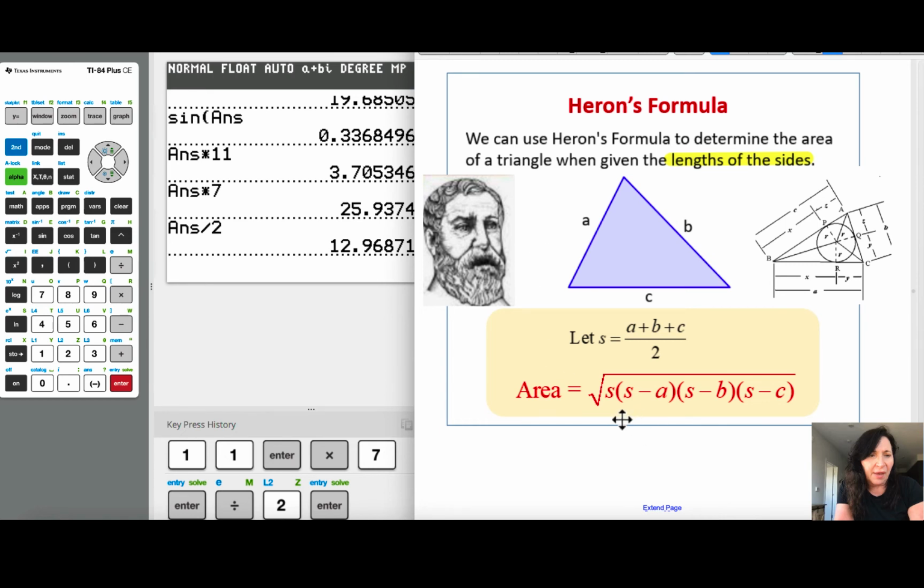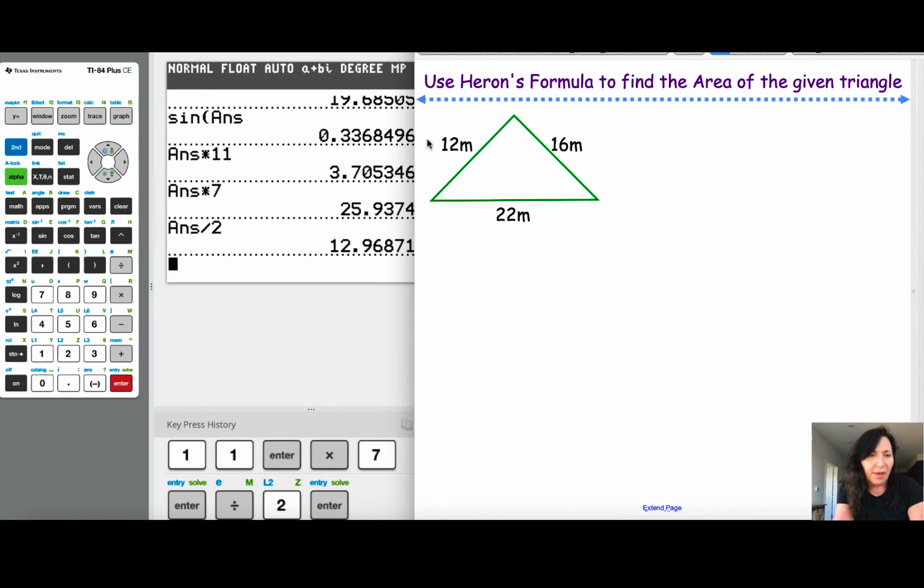And so the formula says the area is equal to the square root of S times S minus A times S minus B times S minus C, where S, just S, is equal to the semi-perimeter. What does that mean? That means I'm going to add the lengths of all the three sides. I'm going to add them up, and I'm going to divide by 2 because it's a semi, it's cut in half. So let's use this formula. Three sides, find the area of the triangle.